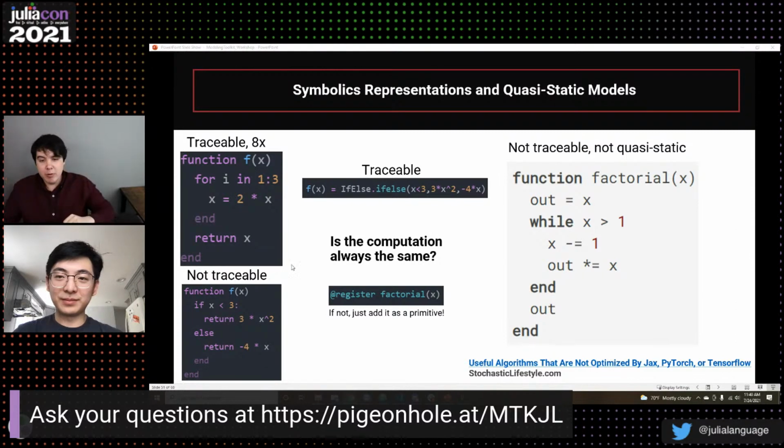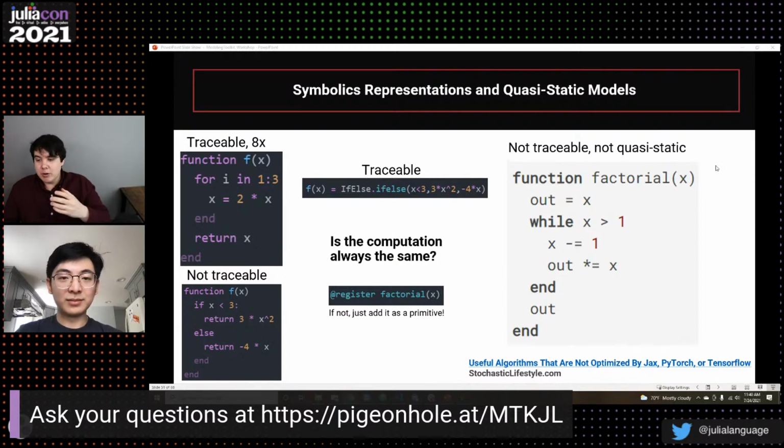So what you want to use instead is the traceable syntax like ifelse. This is a way of representing this in a symbolic way, such that it's always calculating the same thing. If you think about this as a Julia function, it'll always calculate all of the arguments to the function before it checks which one to use. So the answer can be different depending on x, but this has one set of computations that are always done, and therefore this is representable in a static way, and it's traceable.